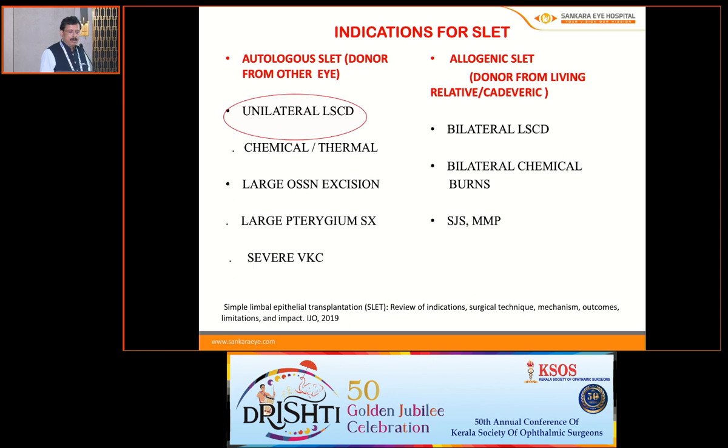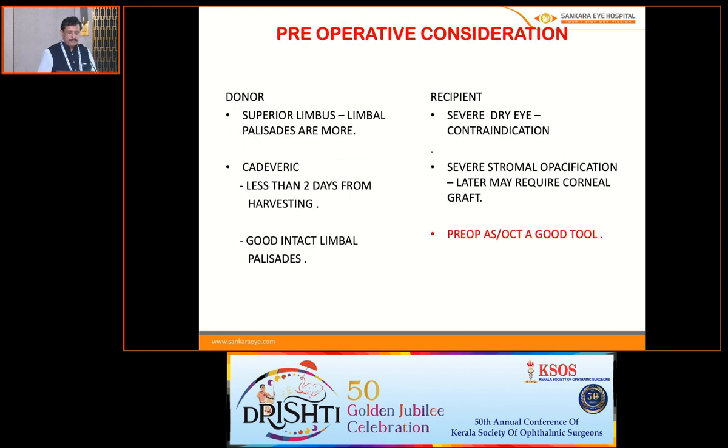In autologous SLET, we take the graft from the other eye. In allogenic SLET, we take a graft from a living relative or a cadaveric eye. As a preoperative consideration, we take limbal tissue from the superior limbus, because that is where more limbal stem cells are present. If you are using a cadaveric eye, it should be very fresh, less than 2 hours from harvesting, and there should be good intact limbal palisades. The palisades show the presence of limbal cells.